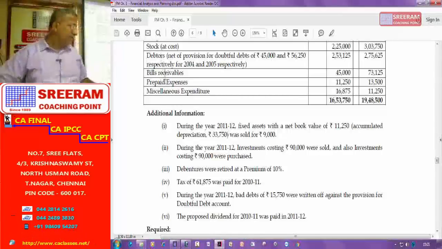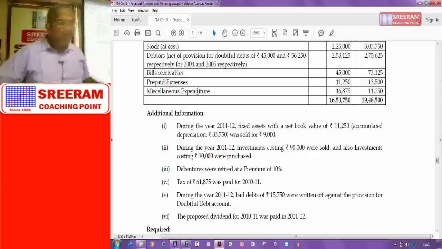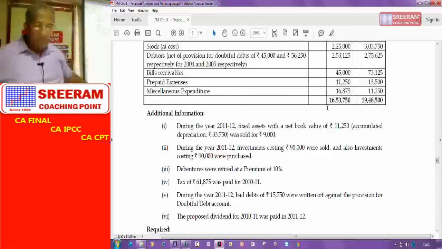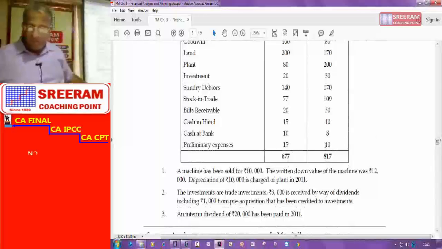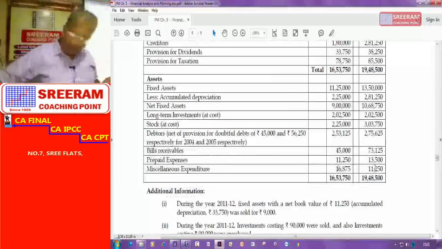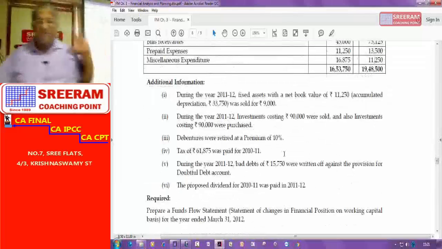Bills receivable and prepaid expenses go in the statement of changes in working capital. Miscellaneous expenditure reduction is like the one we already did in the last problem. Do you remember, preliminary expenditure from 15,000 to 10,000? In this problem, it is 16,875 to 11,250. Same treatment to be given. Adjustment numbers 1, 2, 3, 4, 5 and 6, all of that we have discussed.